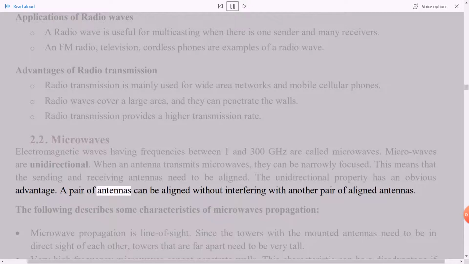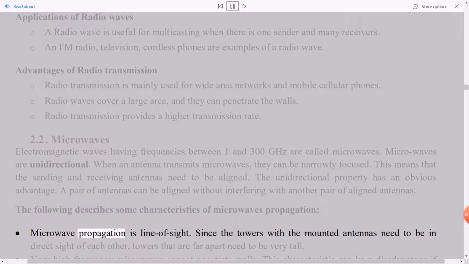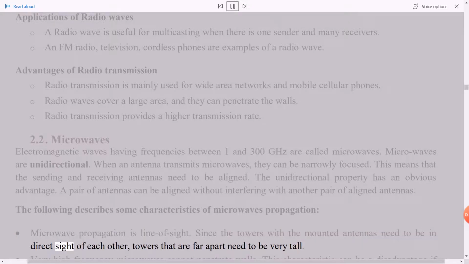A pair of antennas can be aligned without interfering with another pair of aligned antennas. The following describes some characteristics of microwave propagation. Microwave propagation is line of sight. Since the towers with the mounted antennas need to be in direct sight of each other, towers that are far apart need to be very tall.